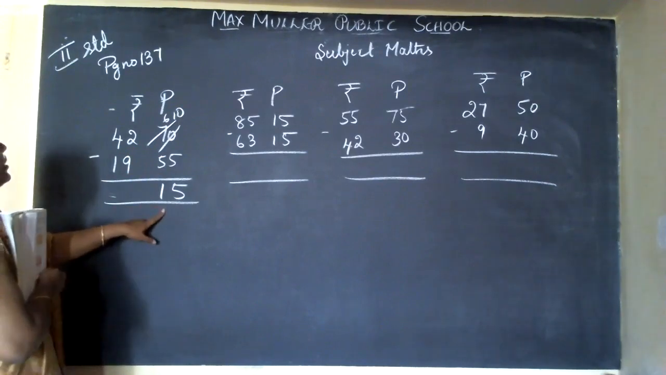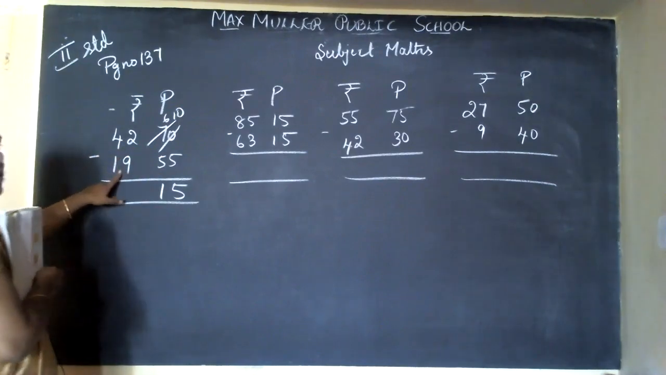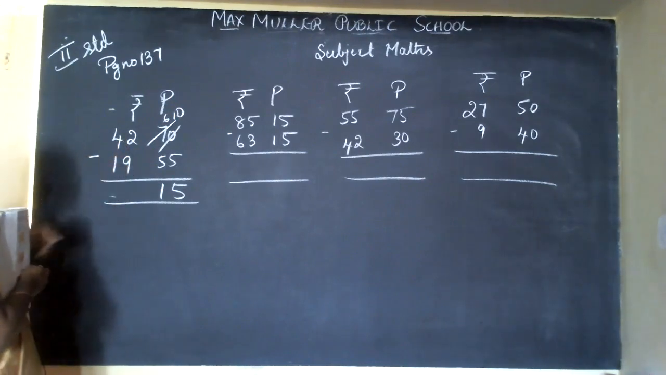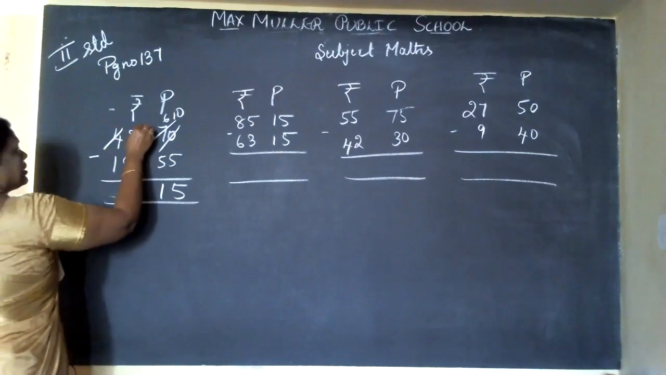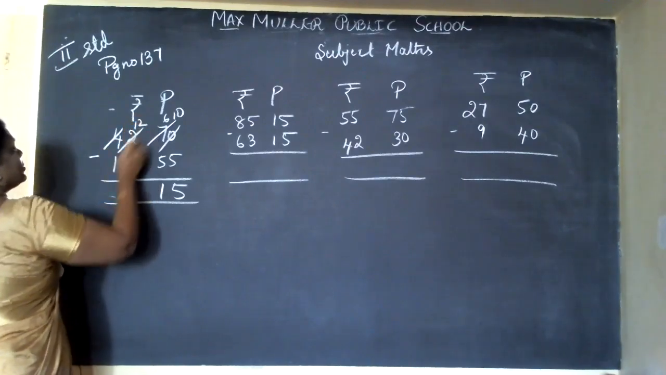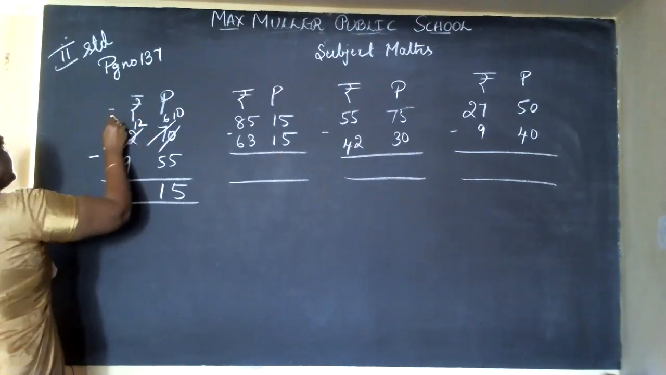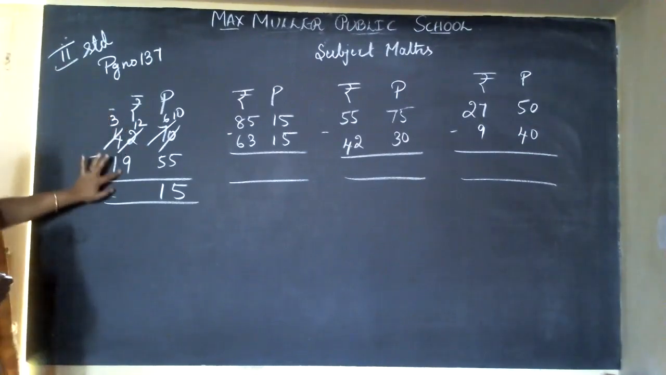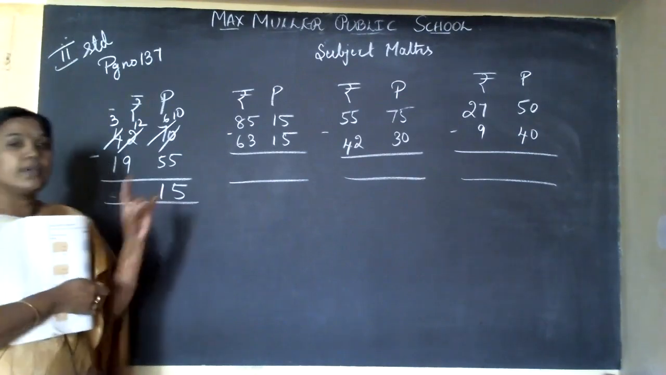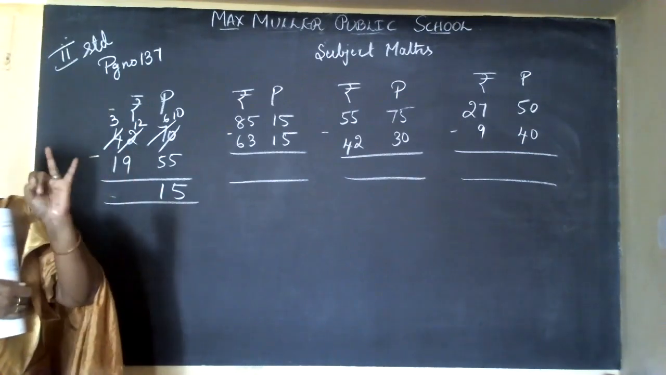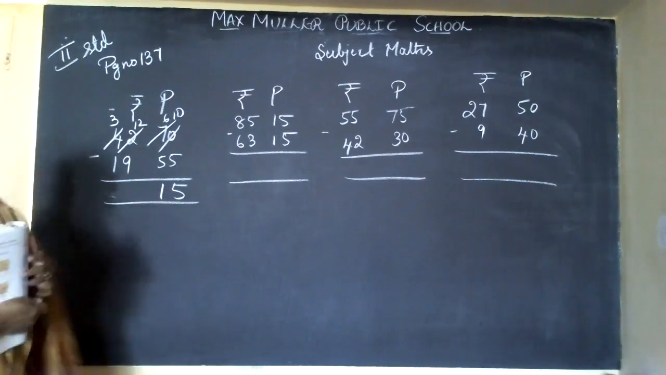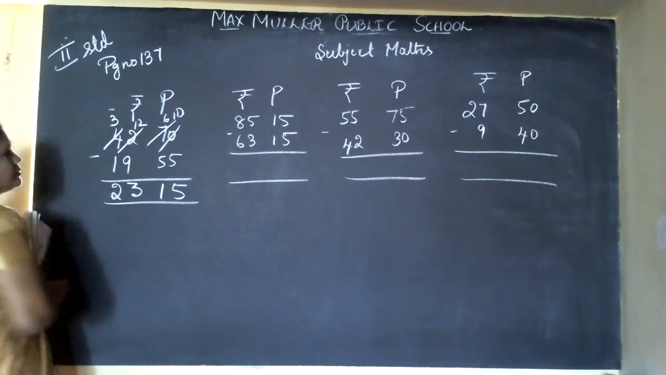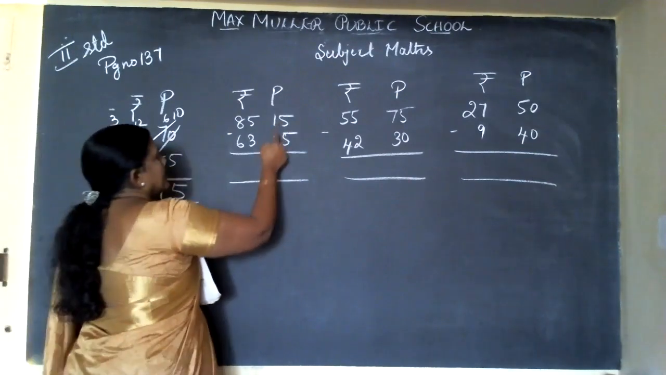Now 15 paisa over. Now see again. Down big number, up small number. So we cannot take away 9 from 2. So we'll borrow here. 2 becomes 12, 4 becomes 3. Understood, children? 12 minus 9. After 9 you count till 12: 10, 11, 12. How many fingers open here? 3. 3 minus 1, 2.